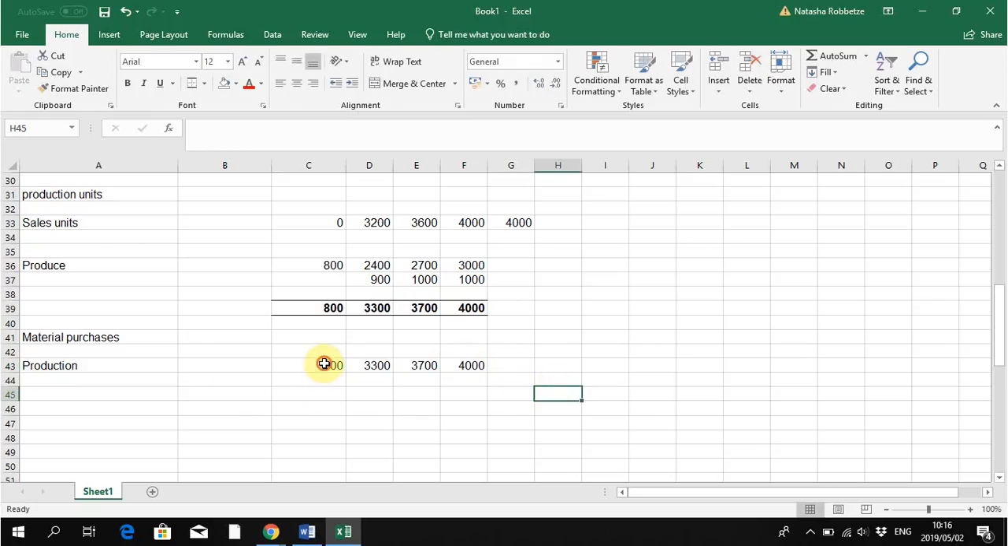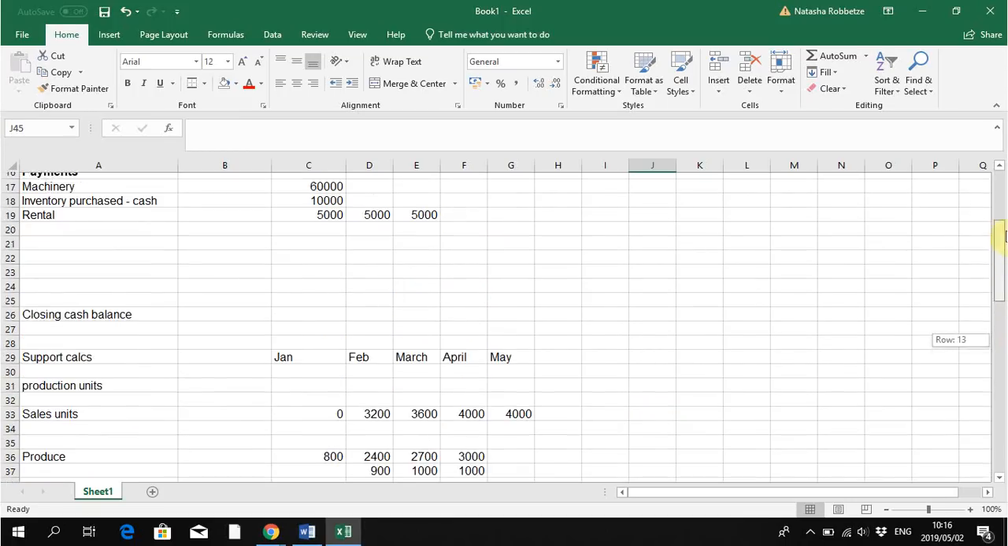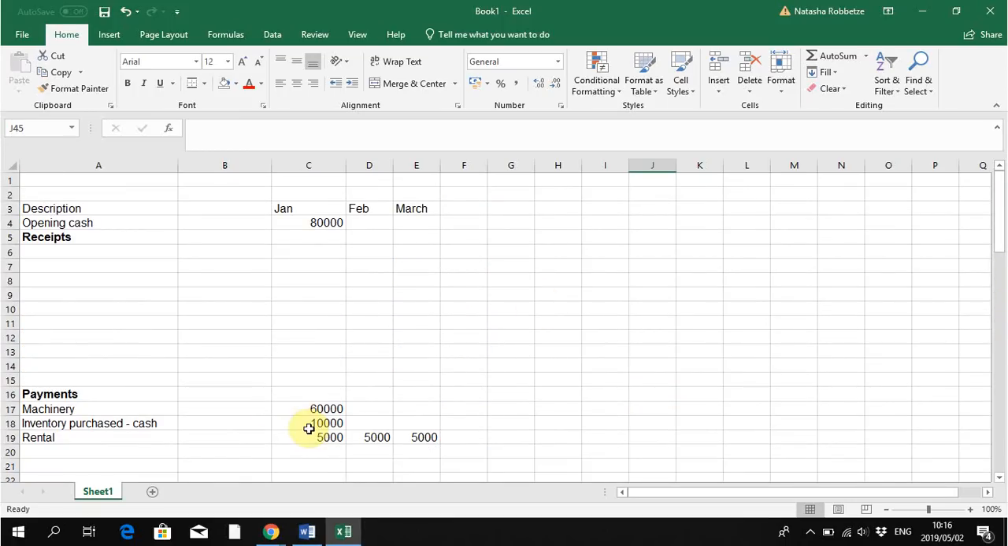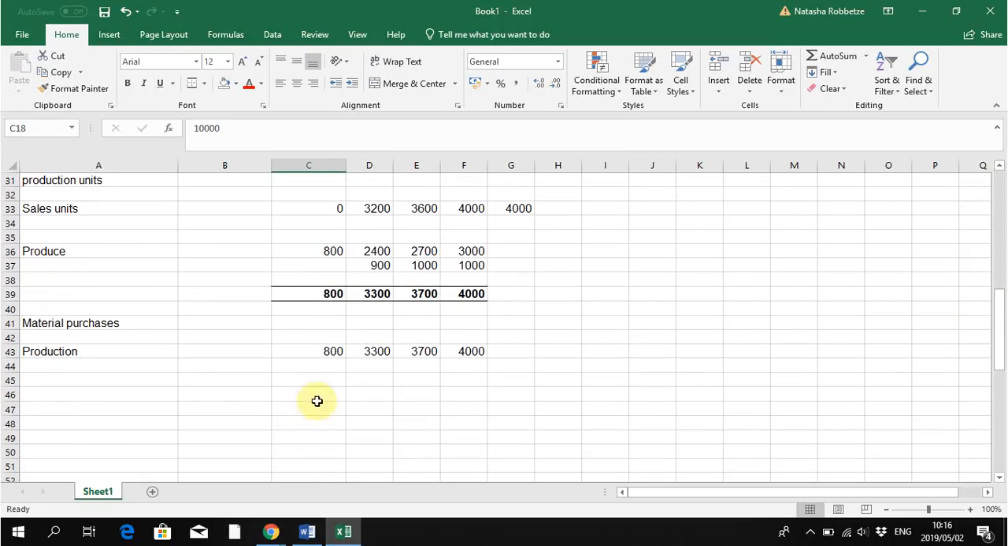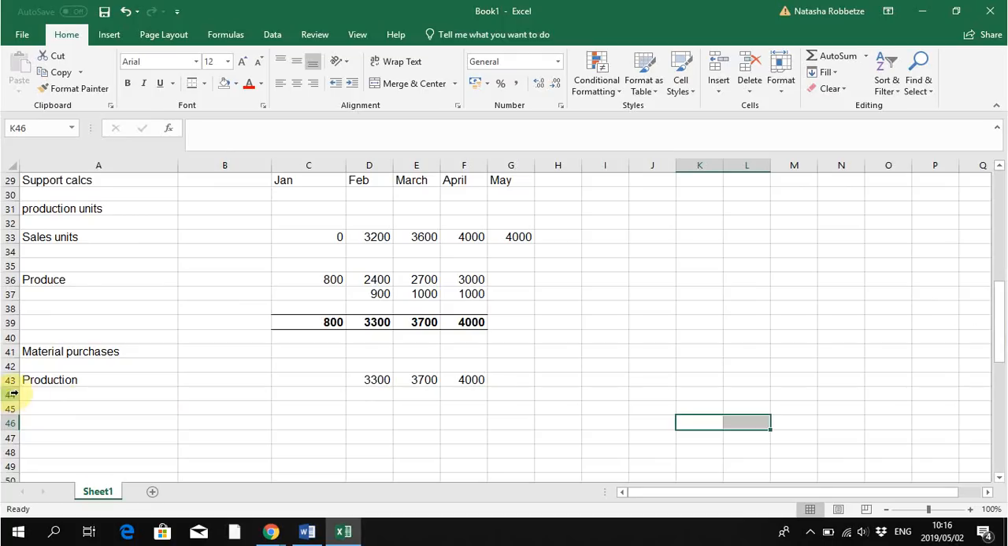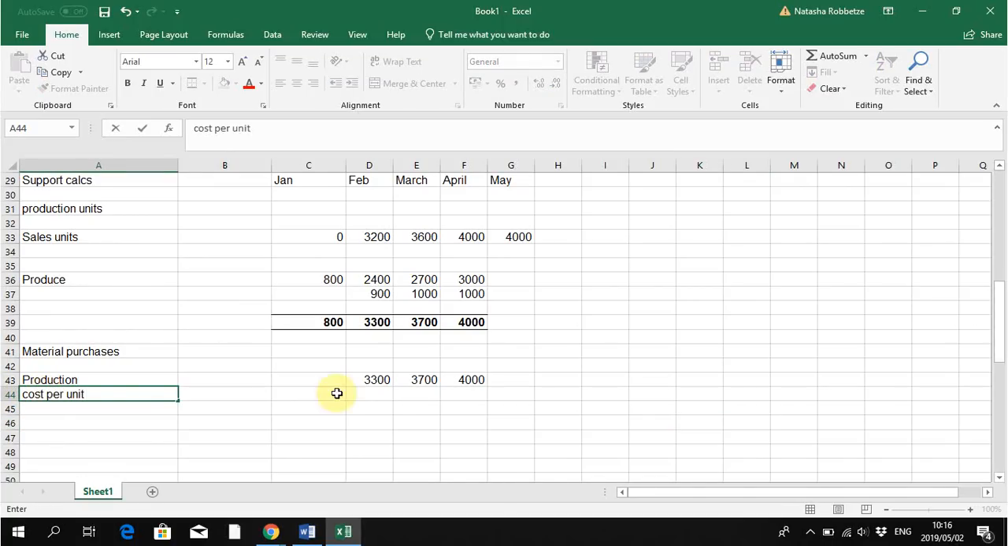And please note that for January, this 800 units will not be on credit because it was paid for in cash with this 10,000 Rand that we spent there. So credit purchases will only start as from February. So for February, we're going to say what was the cost per production unit, and it's given to us as 7 Rand.